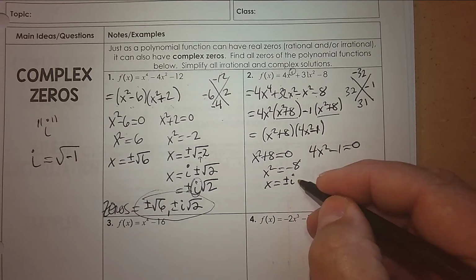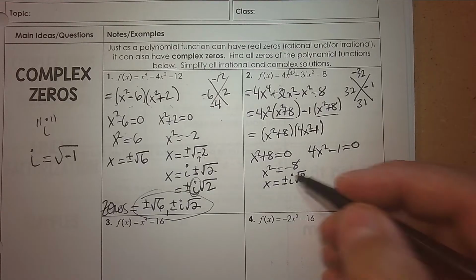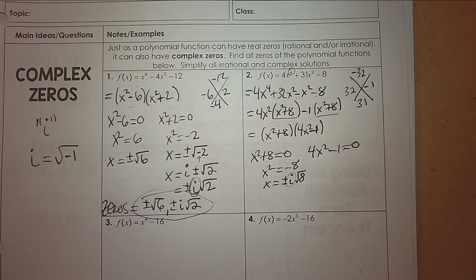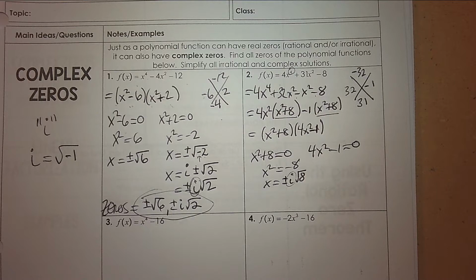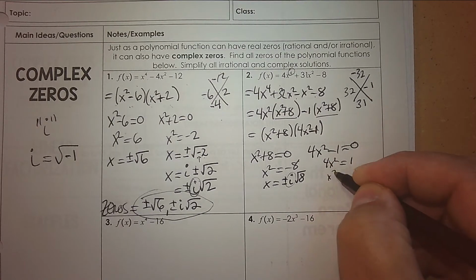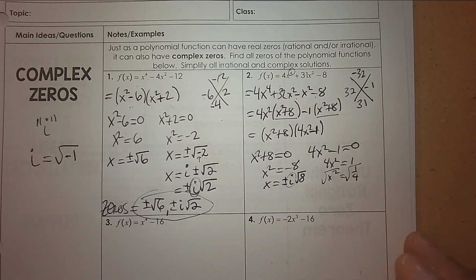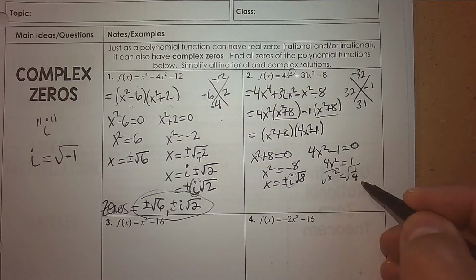And then we have the square root of 8. We'll change that in a second. But do you see why the i is there? Because we took the square root of a negative number. How about the other side? What happens when you add 1 and divide by 4? Do you remember how simple it is to take the square root of a fraction? That's the top and the bottom.